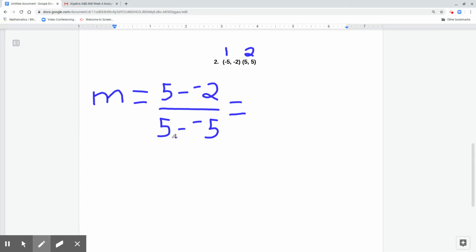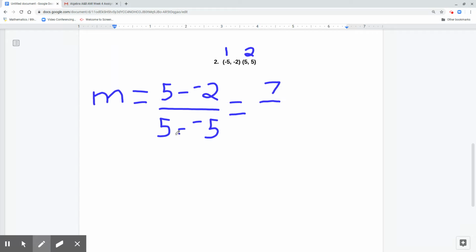Now let's take a look and see if we set up the denominator correctly. Remember, the denominator is the change in x. So we're going to have x2 minus x1. So I have 5 minus -5, or the x value from the first point. So now we're ready to work this out. So on top in the numerator, we have 5 minus -2. So remember, that's the same thing as 5 plus 2. So I will have 7.